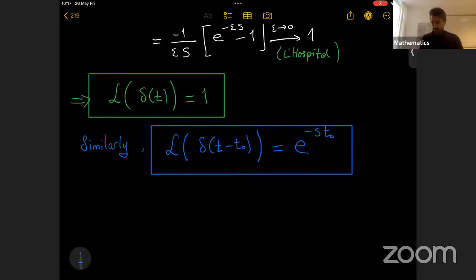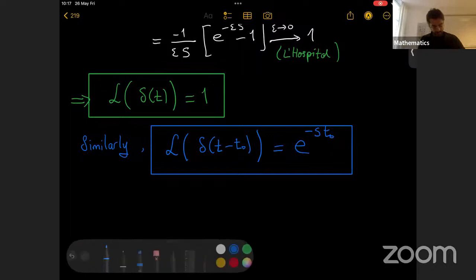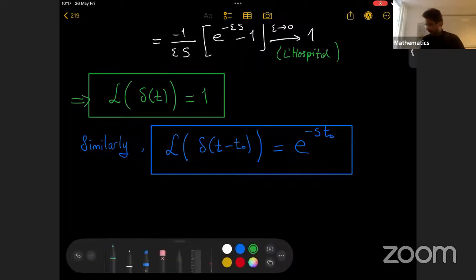All right, let's do an example with the impulse function. Any questions so far?